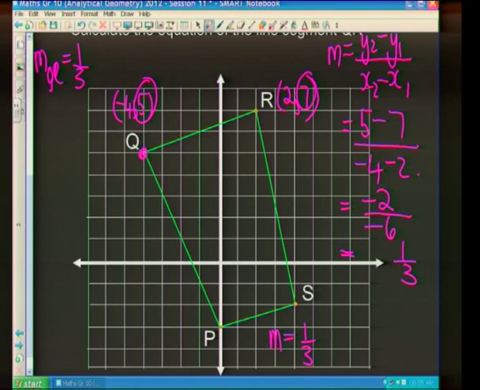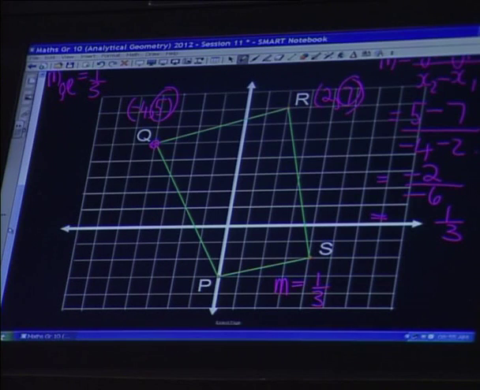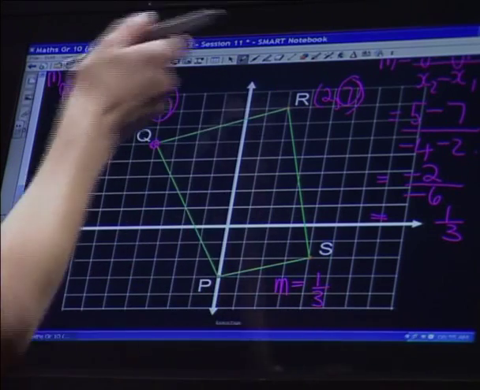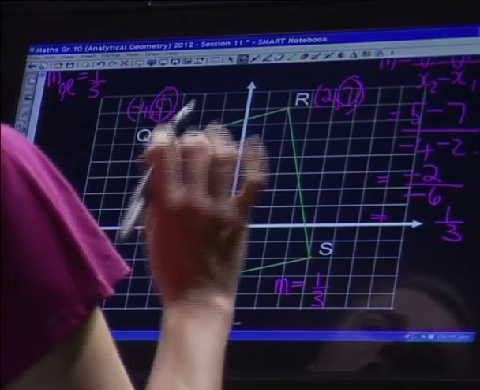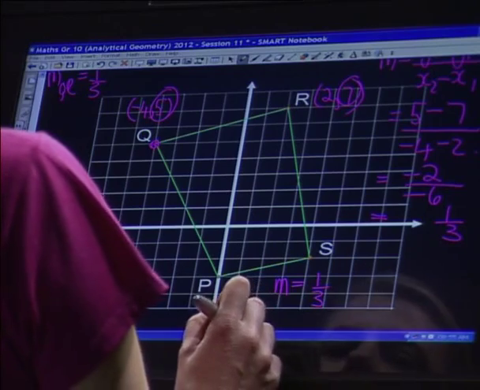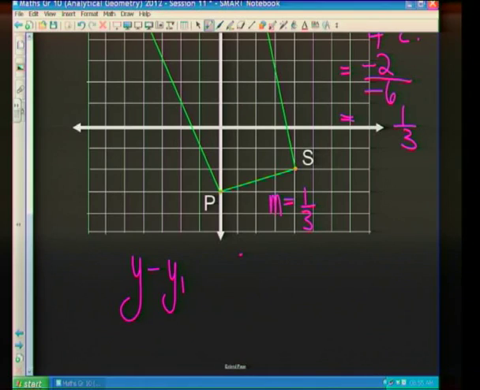Now, I'm not finished yet, but I just want us to look at something quickly. We calculated the gradient of PS just now, and that was also 1/3. So what does that mean if two gradients are the same? What it means is that the two lines are parallel to each other, but we're going to talk about parallel and perpendicular lines a little bit more just now. Right, so now I'm going to write down that second formula, y minus y1 is equal to m(x minus x1).